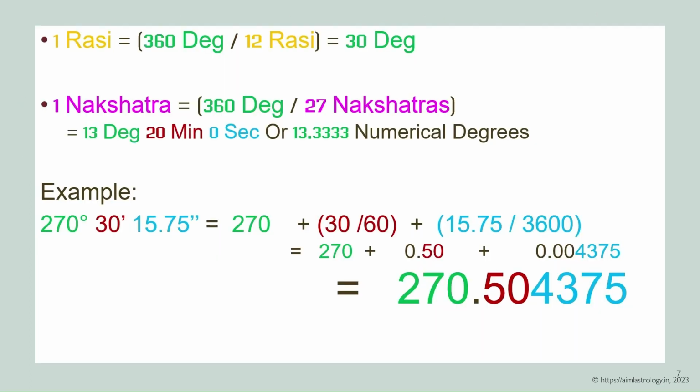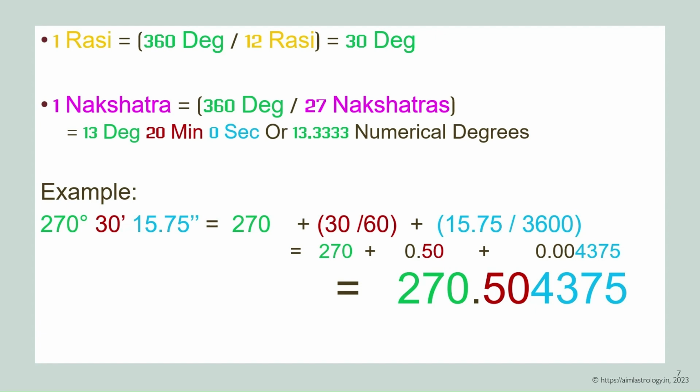The zodiac consists of 12 rashis. If you divide the 360 degrees into 12 equal parts, we get 30 degrees for each rashi. Similarly, the zodiac consists of 27 nakshatras, which are almost equidistantly placed on the moon's path around Earth. If you equally divide the 360 degrees by 27 nakshatras, we get 13 degrees, 20 minutes, and 0 seconds per nakshatra. This is the 13.33 numerical degrees that we normally use in many calculations.